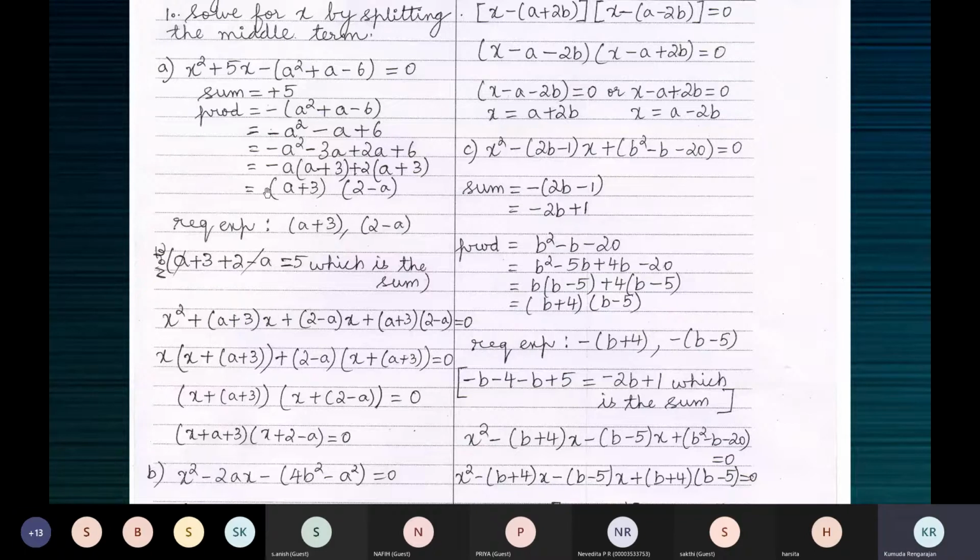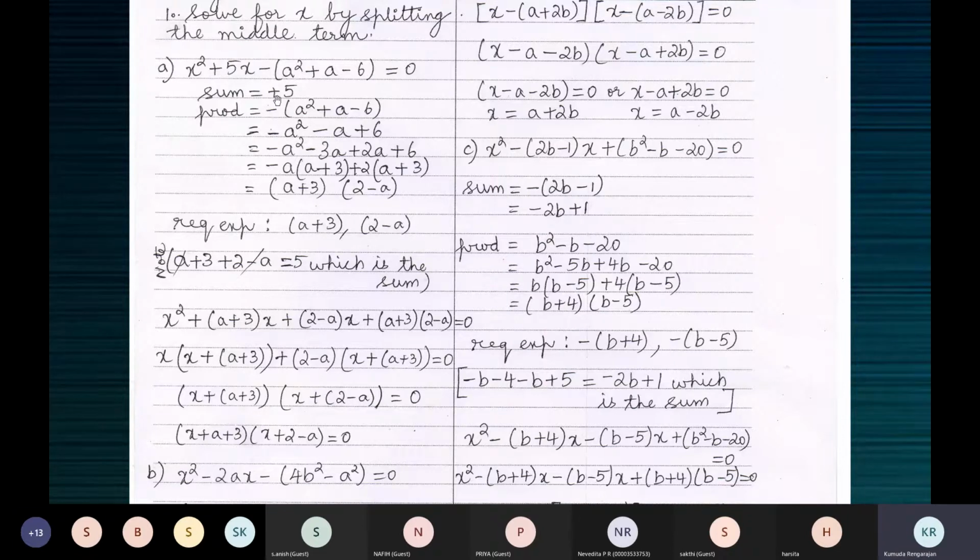You need to take up these two expressions. A plus 3 is one expression, 2 minus a is the other expression. If needed, fix the signs. Now they carry a positive sign. Both the expressions as of now carry a positive sign. If needed, you may take a minus of a plus 3 and a minus of 2 minus a. So you can use the signs accordingly to get the sum as plus 5. This is the sum, 5 is the sum. The product is this one.